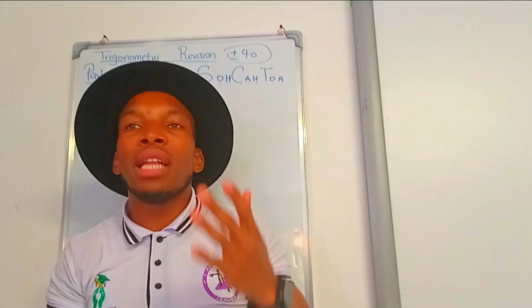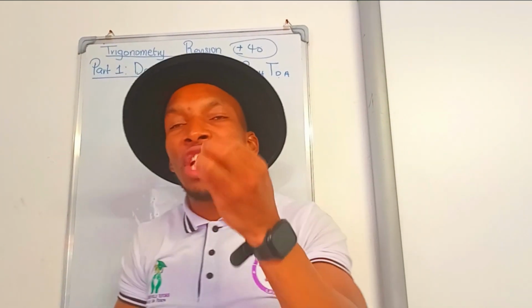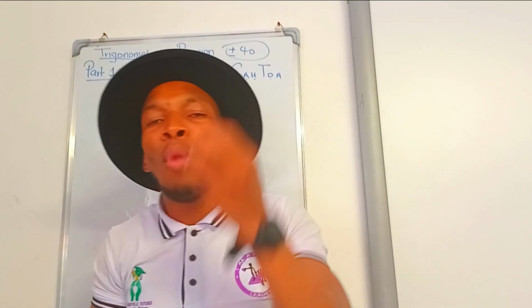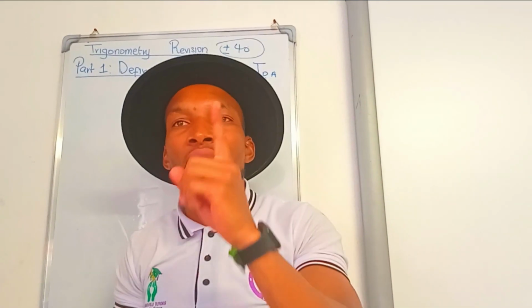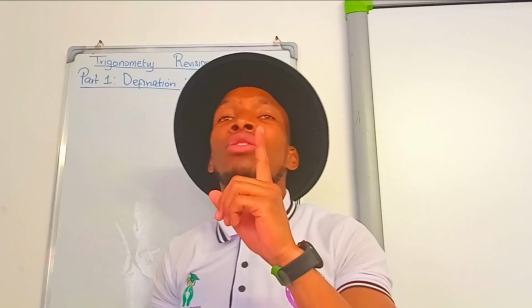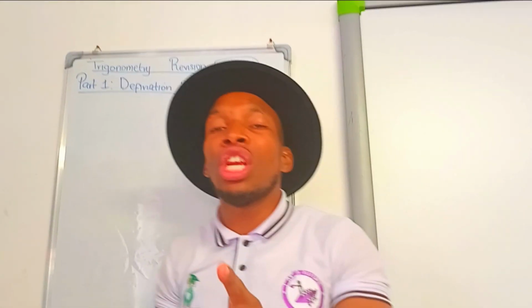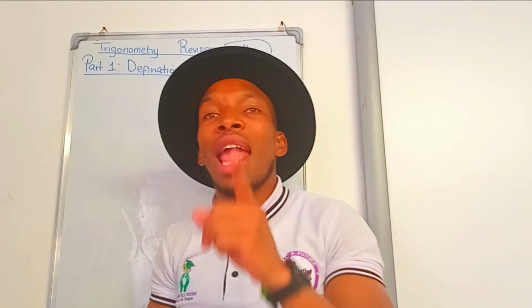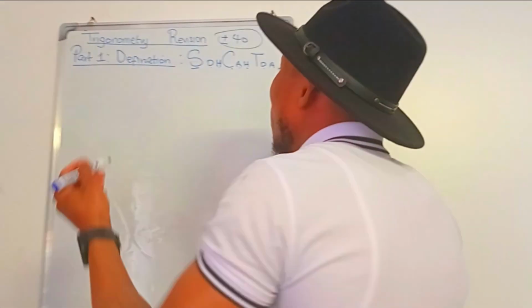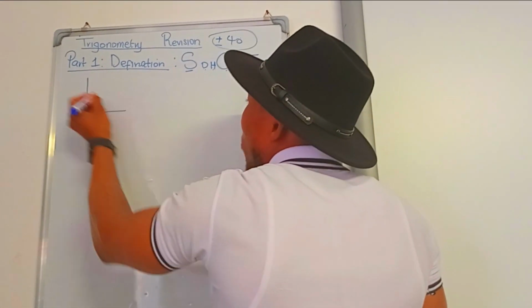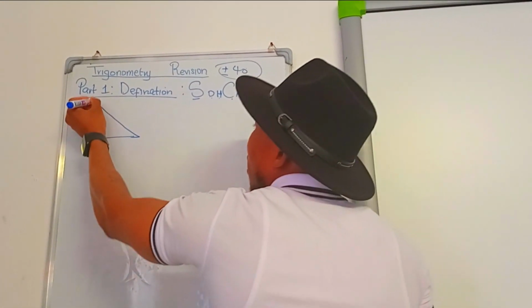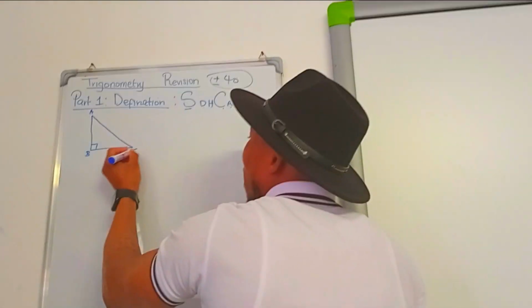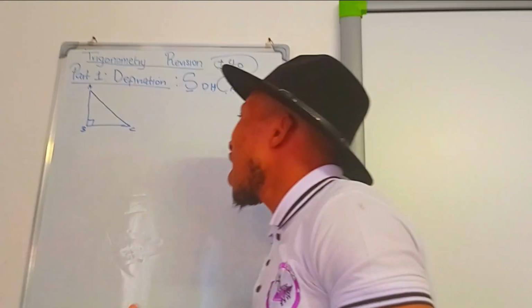Therefore, what is important is that the definition of each trig ratio, we only get them if we have a right angle triangle. It is very, very important to note that each definition of a trig ratio only applies if we have a right angle triangle. Remember, a right angle triangle is a shape with a 90 degree angle, as you see.